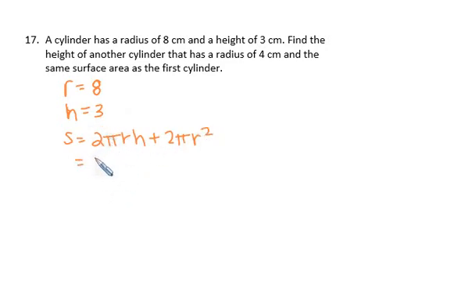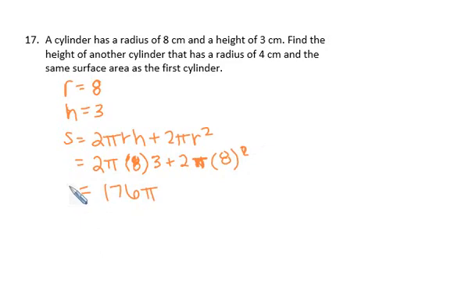We're given the radius and we're given the height, so we can go ahead and solve for this right now. So our height is 3, and we'll just plug all this in. I'm going to go ahead and leave everything in terms of pi just because things are easier. And this is a pi right here. So when we do this, we get 176 pi. So this is the surface area for that first cylinder.